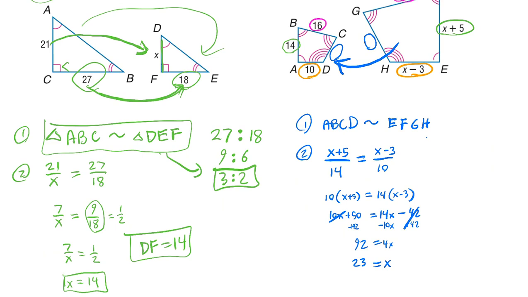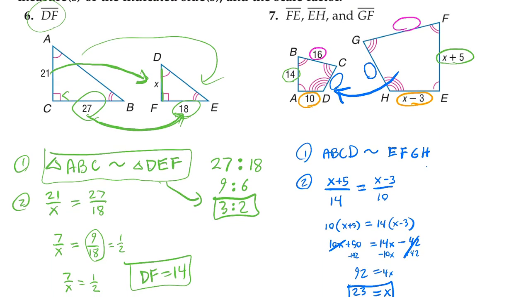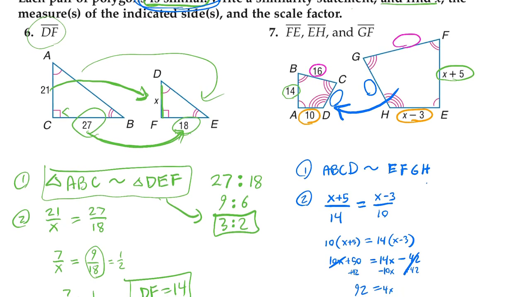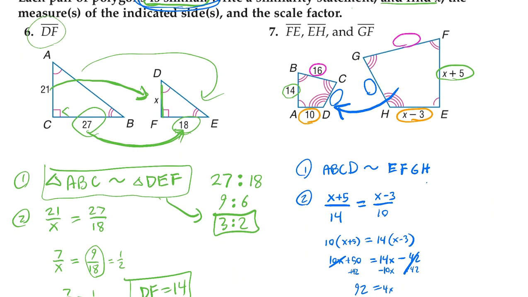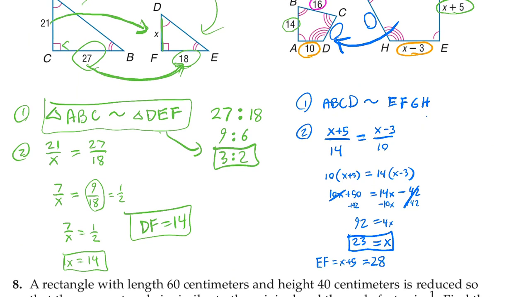Okay, so that's x. And then we have to look at what it's asking for in part 3. Part 3, it says, find the indicated sides and the scale factor. Okay, so the indicated sides are FE, got it, EH, got it, and GF. Ooh, a totally unknown. That's different. Okay, so EF is an easy one. EF is just x plus 5, so that's just 28. The other one's easy too, EH, because that's just x minus 3, so that's just 20.